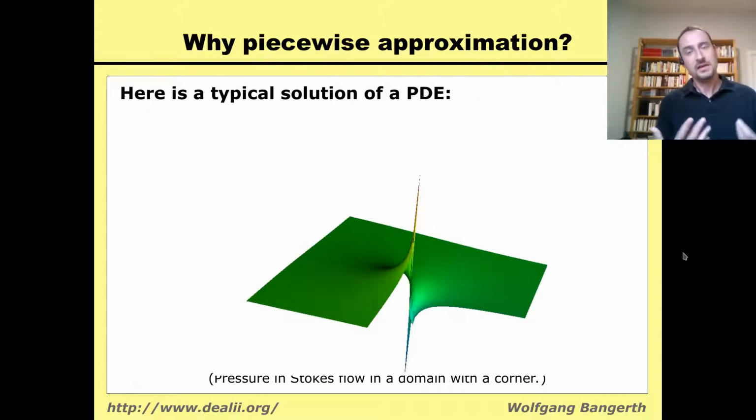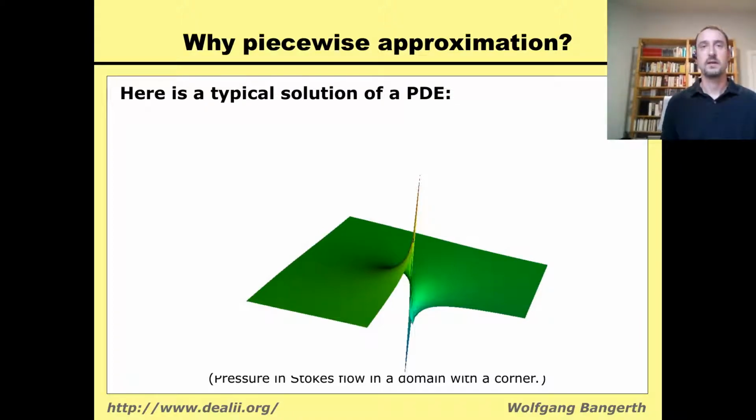So fundamentally, it comes down to the following. When you have a PDE, then solutions typically look like this. So this is the pressure in Stokes flow in a domain with a corner. And you see that in this case, the pressure actually is unbounded. It has a singularity that makes it go to plus infinity and minus infinity. And that is a typical feature of solutions of PDEs, that they often have singularities at corners.